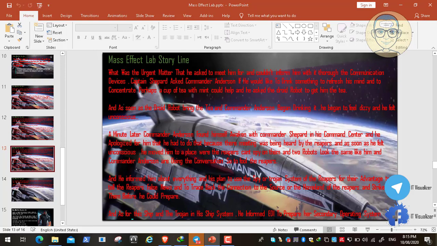Okay, so he informed him about everything, and his plan was to use the spy or Trojan system of the Reapers to their advantage, to tell the Reapers false news and trace back the connection to the source, the homeland of the Reapers, and strike them before they could prepare themselves. So Commander Shepard will use the Trojan system to his advantage. Through using this Trojan system, he will send false news and false alarms to the Reapers so they are deceived, and to point them to the places that we need.